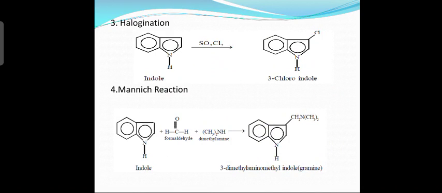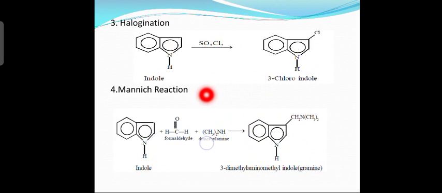Now next is halogenation. Indole undergoes halogenation in the presence of sulfuryl chloride. What is the formula? SO2Cl2. So chlorine is substituted in the third place. Therefore you get 3-chloroindole. 3-chloroindole is obtained.